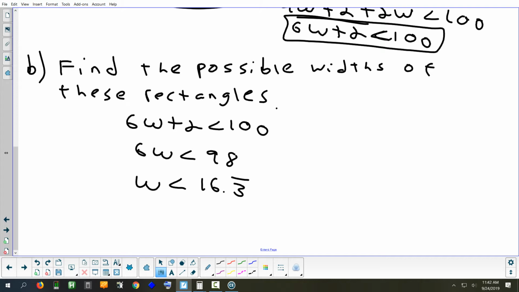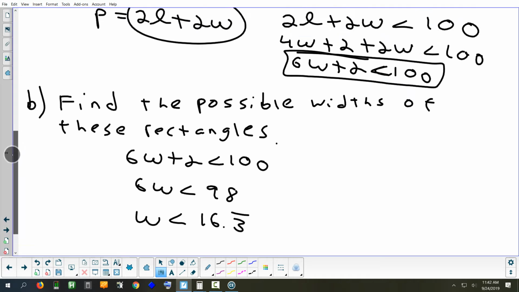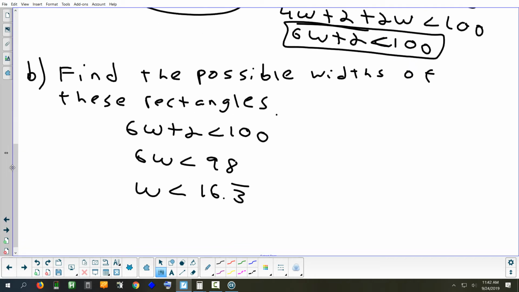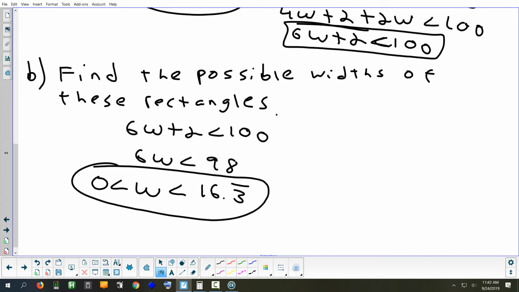16.3 repeating. Now, it's said to find the possible widths. There's a little more you have to say here. I can think of a width that's less than that number that wouldn't work. Negative. Yeah, you can't have negatives. So you have to add that little piece in. The width has to be greater than 0, but less than 16.3. Okay, any question on that?